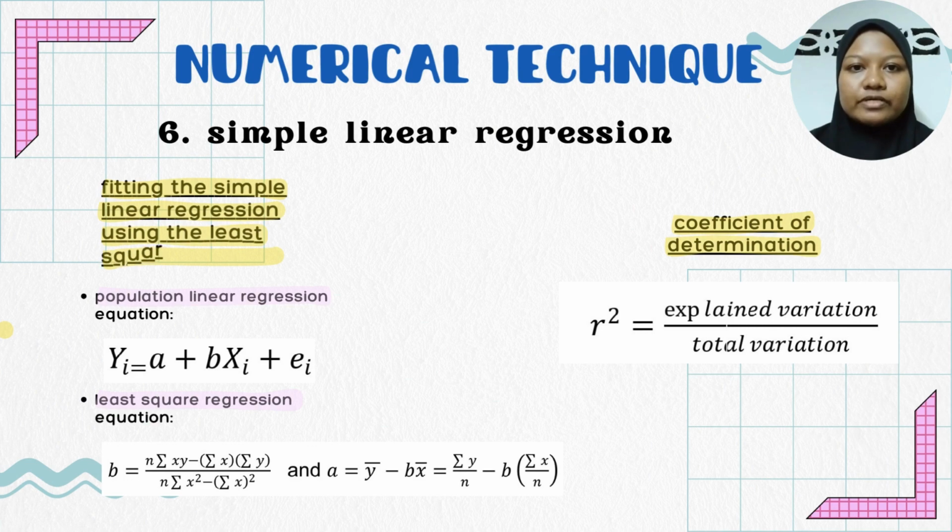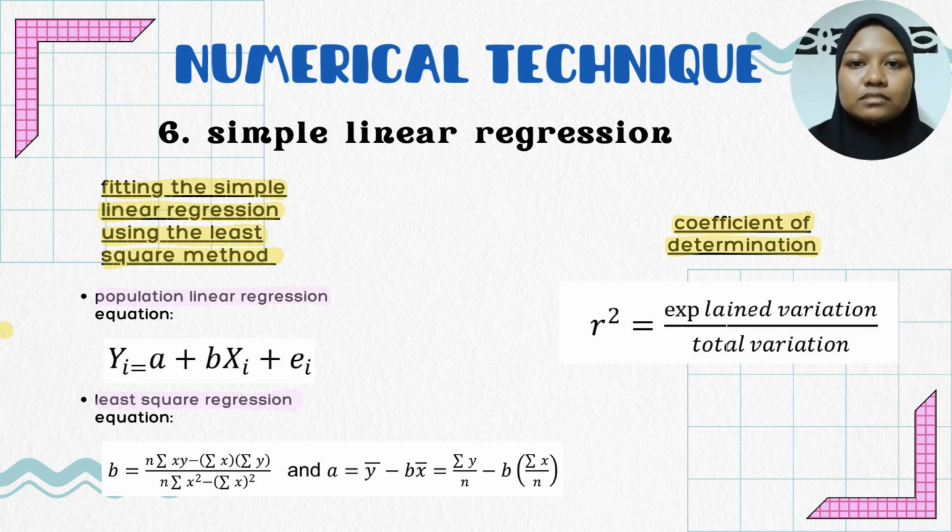It is used to describe the relationship between 2 variables, which is simple and multiple relationship. It is also used to predict a dependent and independent variables. There are 2 things in simple linear regression. The first one is fitting the simple linear regression using the least square method. There are 2 formulas in each, which is population linear regression as shown below and least square regression.